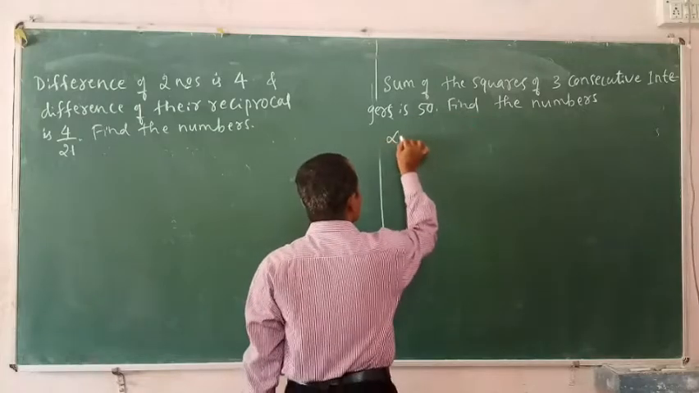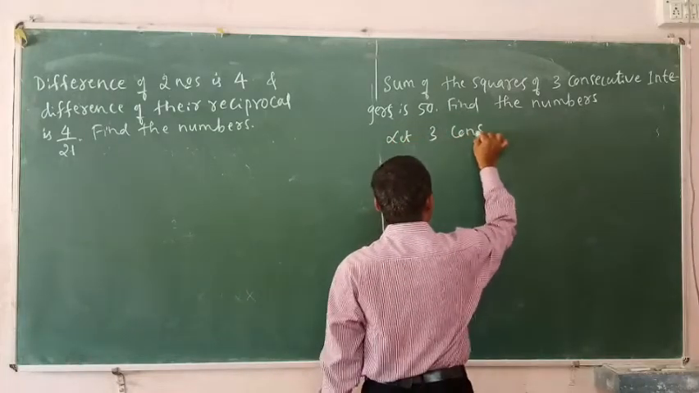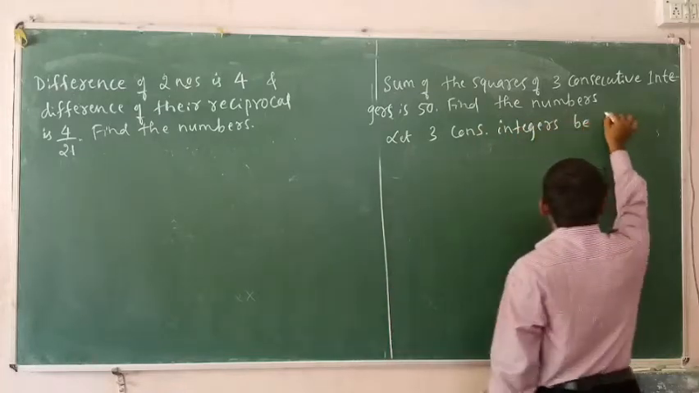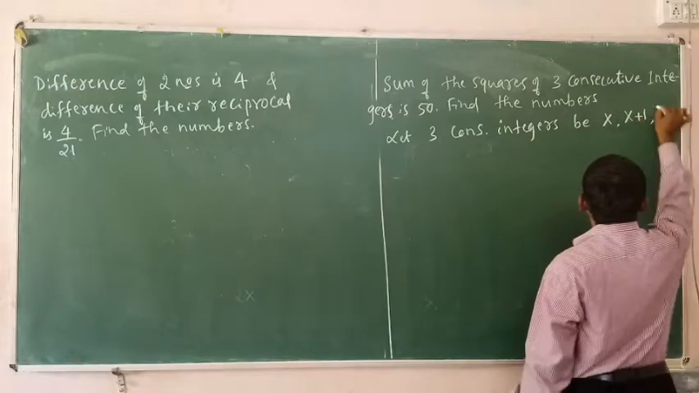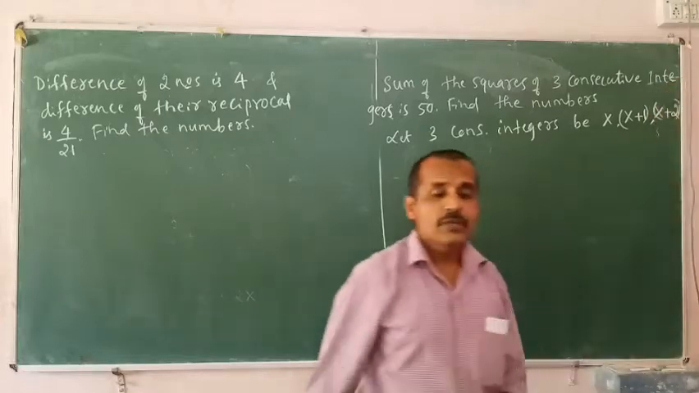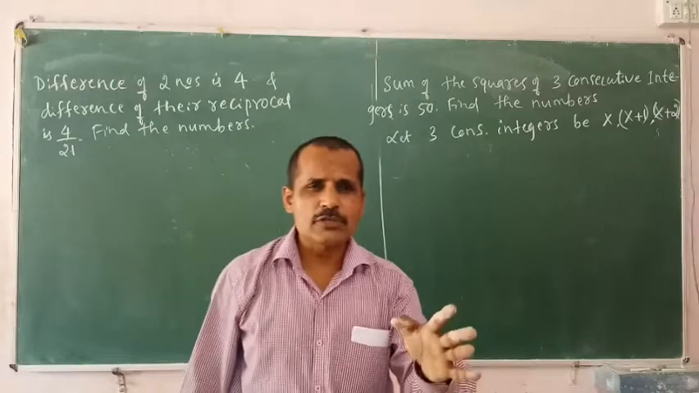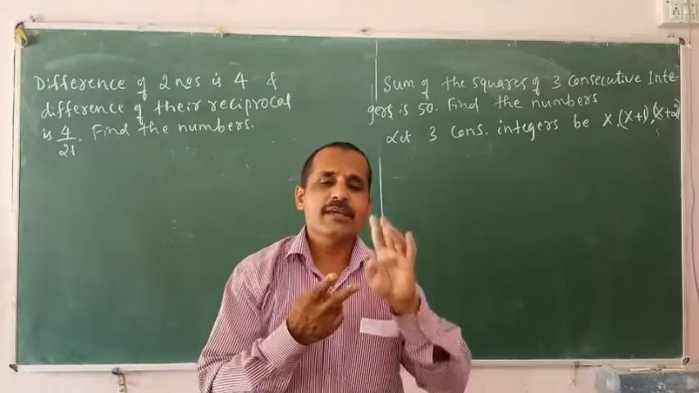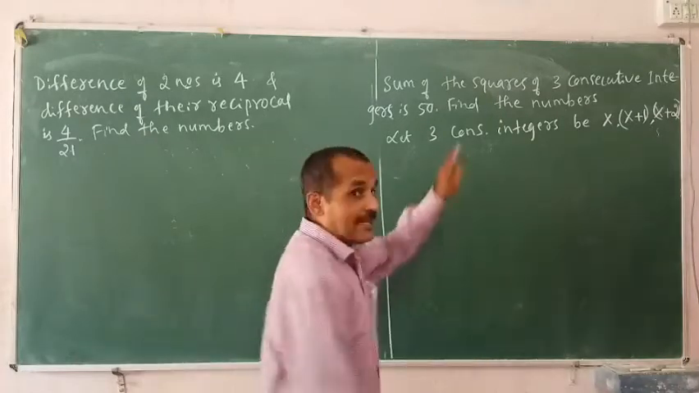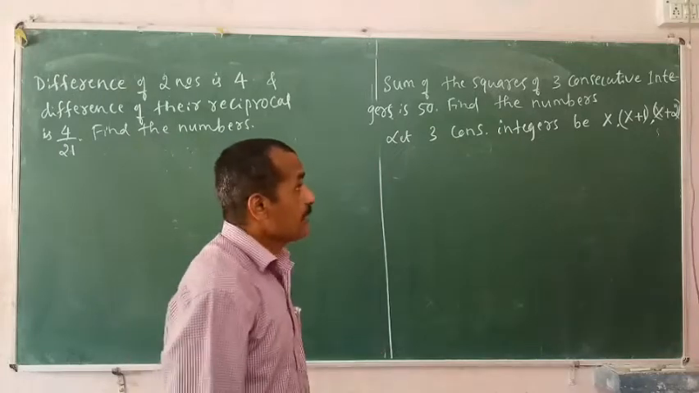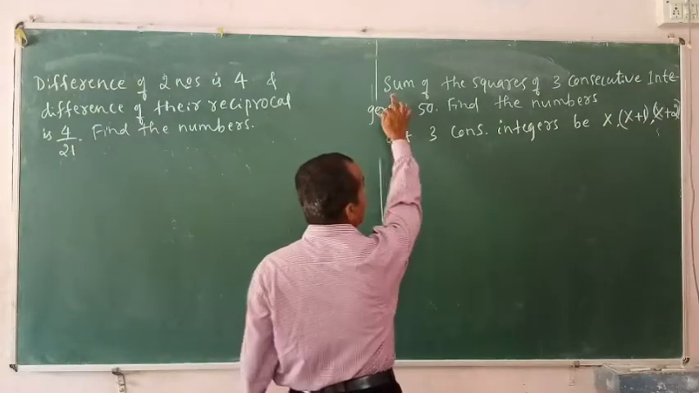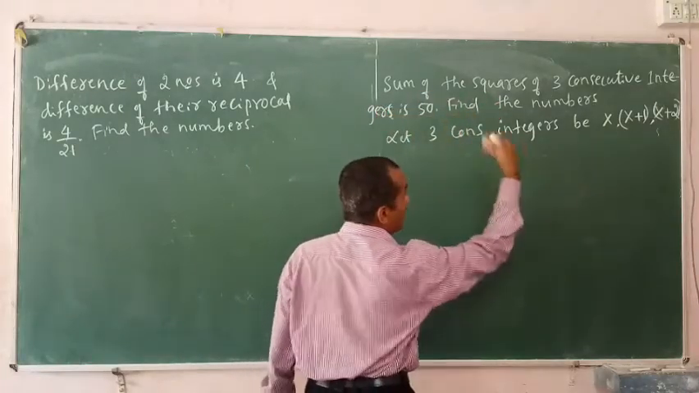I will start like this. Let three consecutive integers be x, x plus 1 and x plus 2. Earlier I have told you, for consecutive natural numbers or consecutive integers, you can say x, x plus 1, x plus 2. If one more is there, x plus 3 also. But that is only for consecutive integers or consecutive natural numbers. Again, sum of the squares: square them and add them.